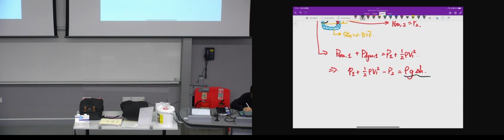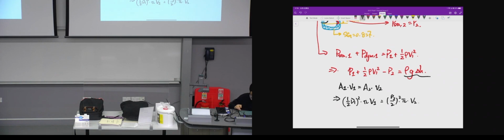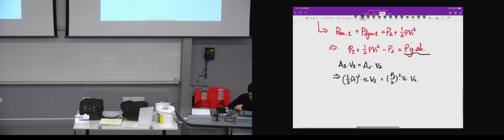Right, so by using the continuity equation, we have A1 times V1 equals A2 times V2. So this gives us half D1 squared times pi times V1 equals half D2 squared times pi times V2. All right, so then we cancel the two. So again, V1 equals (D2 over D1) squared times V2.